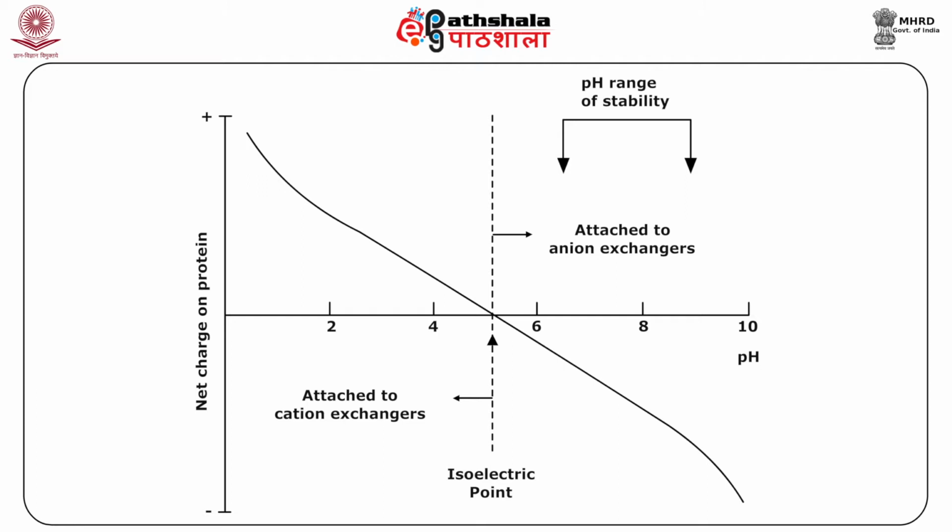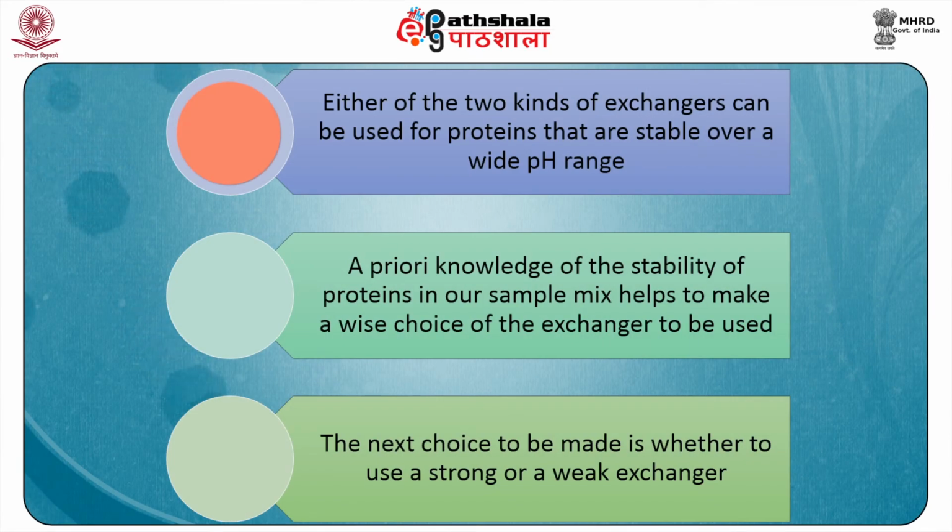The figure displays this concept. As you can see in the figure displayed on the screen, we have the x-axis showing the net charge on the protein and the y-axis showing the pH. The middle dotted line shows the isoelectric point. All the proteins that are stable below the isoelectric point, that is up till pH 5, will be strongly bound to the cation exchangers, while the proteins that are stable above the isoelectric point, that is from pH 5 to pH 10, will be bound strongly to an anion exchanger and can be used accordingly. Either of the two kinds of exchangers can be used for proteins that are stable over a wide pH range. A priori knowledge of the stability of proteins in our sample mix helps to make a wise choice of the exchanger to be used. The next choice to be made is whether to use a strong or a weak exchanger.